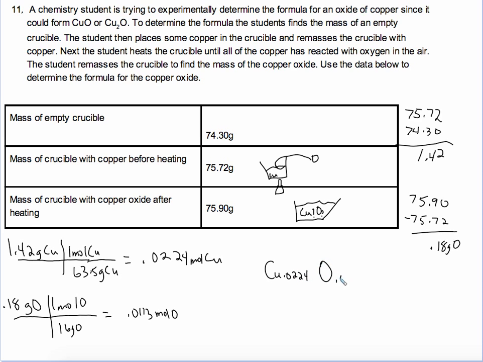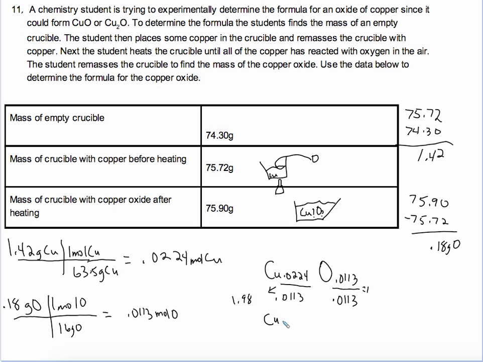So our formula is Cu 0.0224 O 0.0113. But we're not done yet because we have to put it in a whole number ratio. To do that, you take the smallest number of moles and divide it by itself. That's going to equal 1. Then you take the bigger number and divide it by the smaller number. When you do that, it equals something like 1.98.